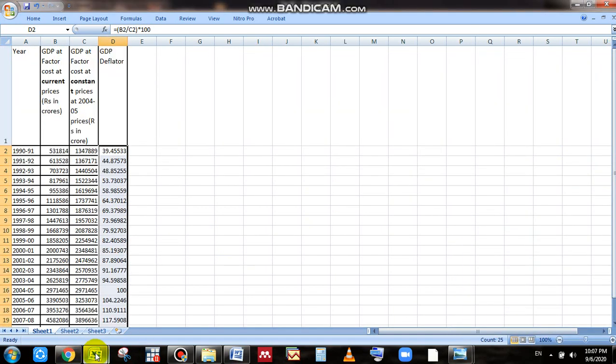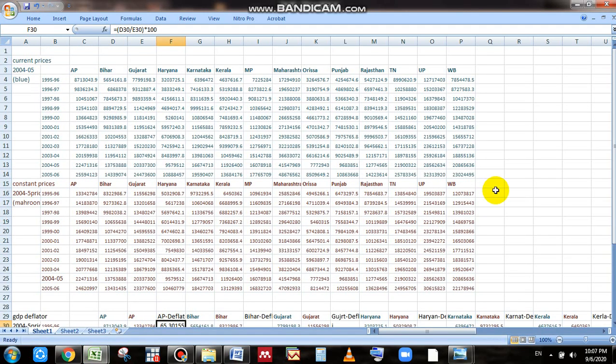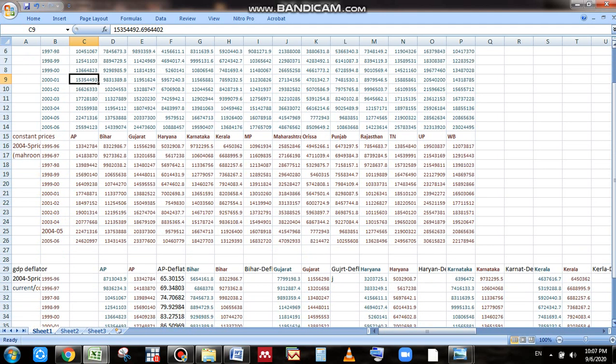Now if you have panel data, you may also calculate it in that case. You should have values for all the years at the current prices, so for all the 14 states you have data. This one is your GDP data at current prices, and this is your data at constant prices. This blue one is the current and this maroon one is the constant. Now we will calculate the GDP deflator.